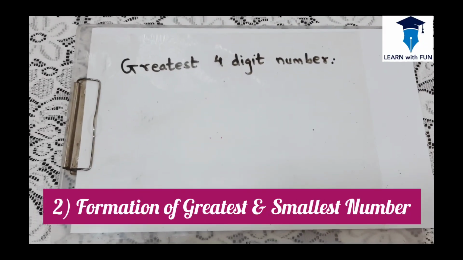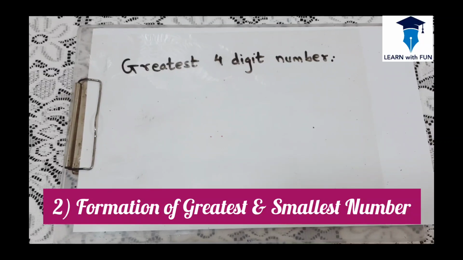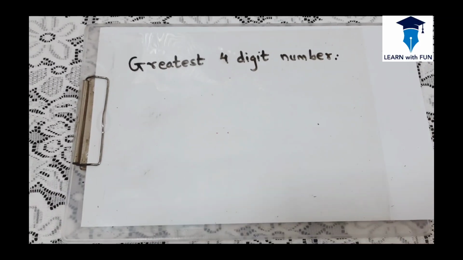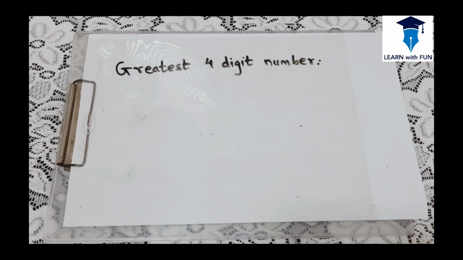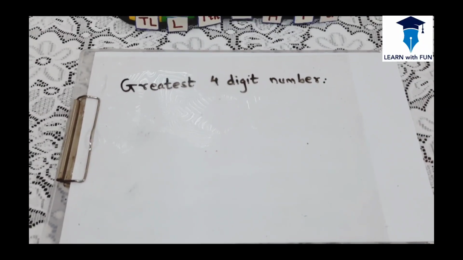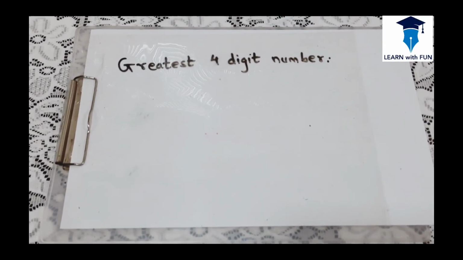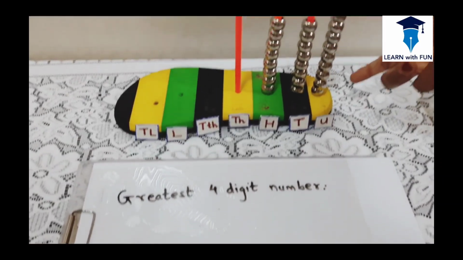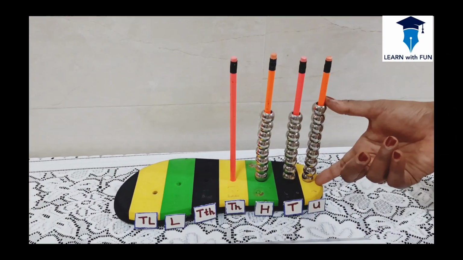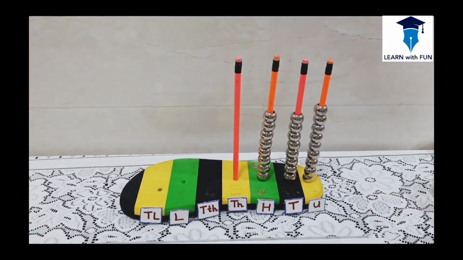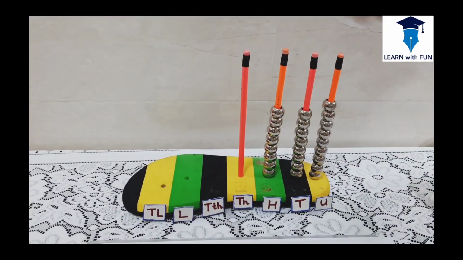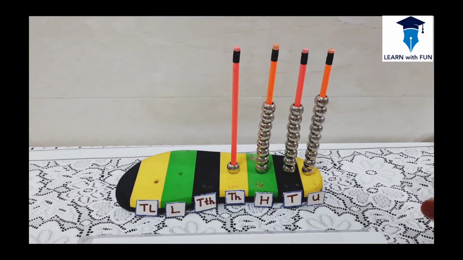Now the next concept is formation of the greatest and smallest number. So for this, let us start with the first question. Write the greatest 4-digit number. The child will start thinking that in this process, at every place value there can be only 9. So then he will start counting. Okay, units place 9, tens place 9, hundreds place 9. Similarly, thousands place, it is going to be 9.